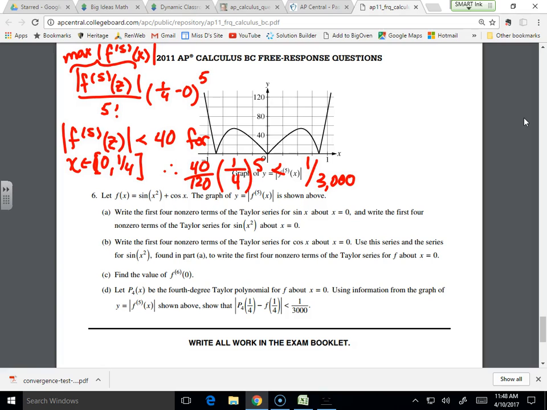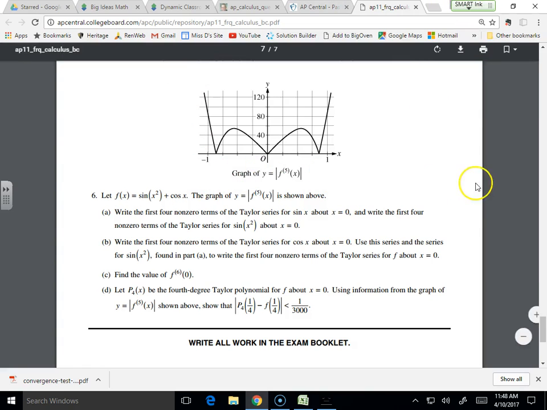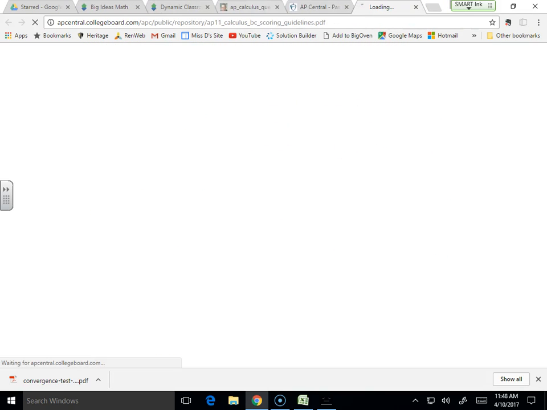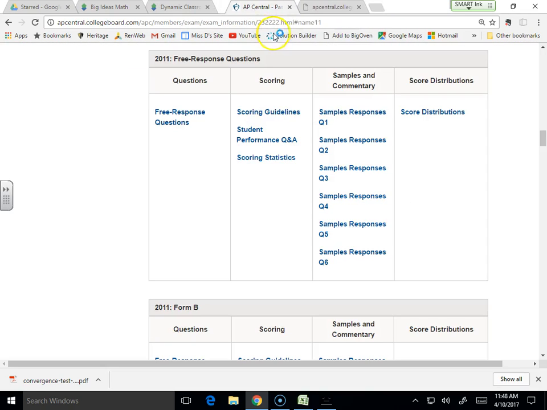I guess you could have done 120, but did we need to? No, because according to the graph, we know that it hits below 40, so we can use 40 instead. But if you had done 40 or 60 or 80, you would be okay. Let's go ahead and check the scoring guidelines real fast and make sure we didn't miss any explanation. 40 over 120 is 1/3, right? Yeah.